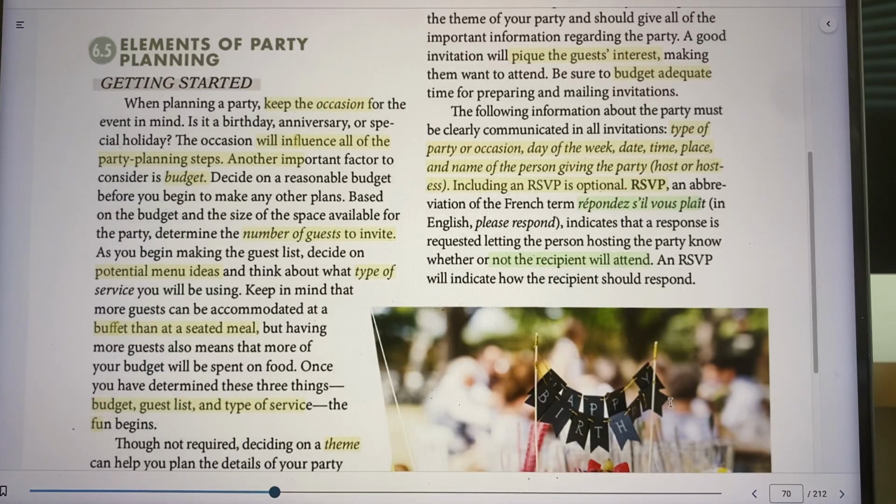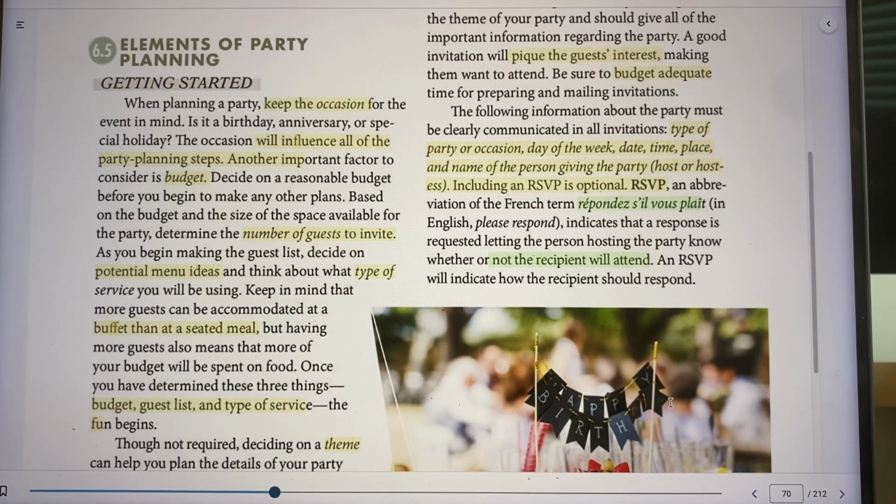So we're in your culinary class, and we're in chapter 6, section 5 now. And now we're going to be talking about elements of planning a party. So how do you put together a party? A birthday party, graduation party, a Christmas party. How do you plan it, and how do you get started? And what are some important elements in dealing with a party situation?